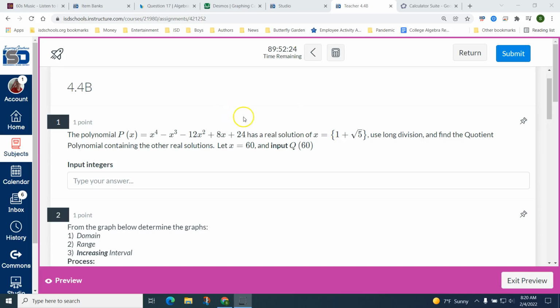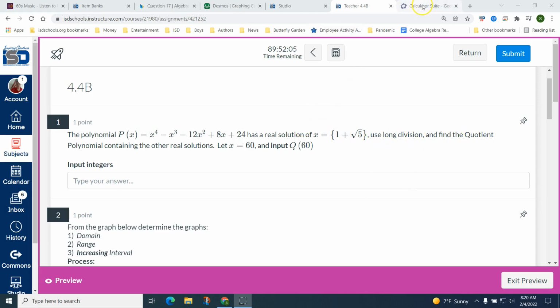I want to go over a few problems for today's stuff. This first problem is the polynomial p(x). This polynomial has two real solutions, 1 plus the square root of 5. Therefore, the other one has to be its conjugate, 1 minus the square root of 5. It says use long division to find the quotient.